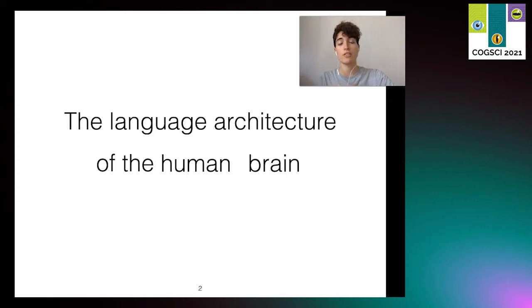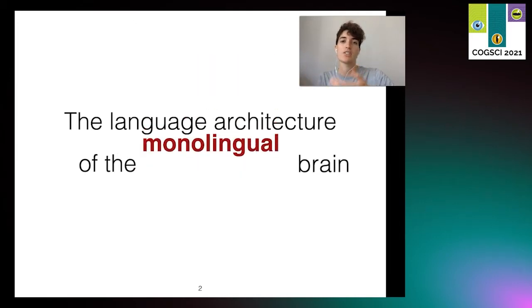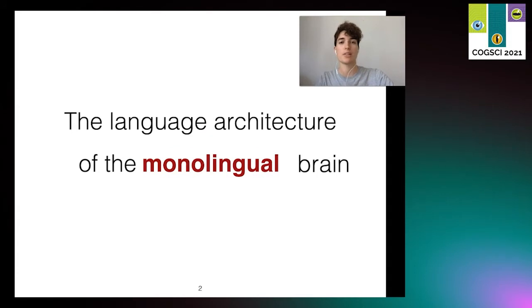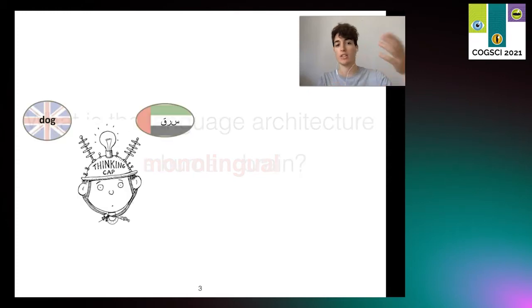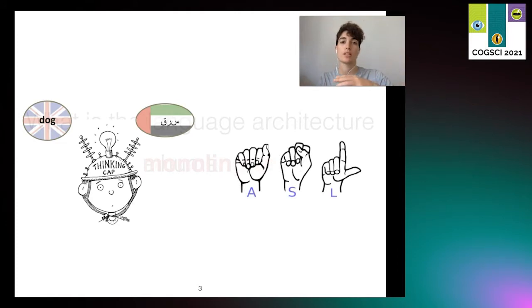But unfortunately, a lot of the times when people say that they're looking into how humans process language, they actually mean how monolinguals process language. But as it turns out, monolinguals are actually the minority of the population. So in order to create a cohesive and an inclusive account of how humans process language, we need to make sure that we actually understand how multilingual individuals process language, and also how individuals who don't process language through speech but sign do so. And so this is where my dissertation places the focus.